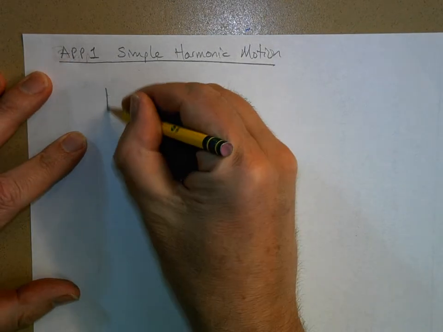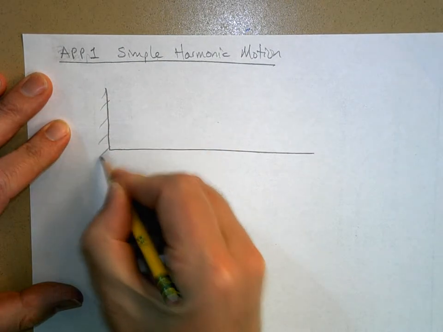Okay, so we're going to talk about simple harmonic motion. We're going to define what it is and look at a couple of examples of when objects are actually moving through what we define to be simple harmonic motion. And the easiest way to do it is just to draw an example of it.